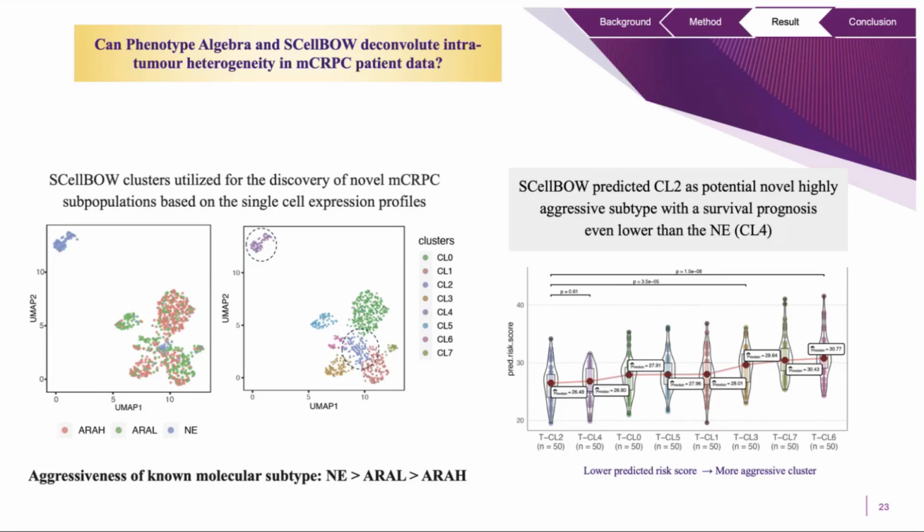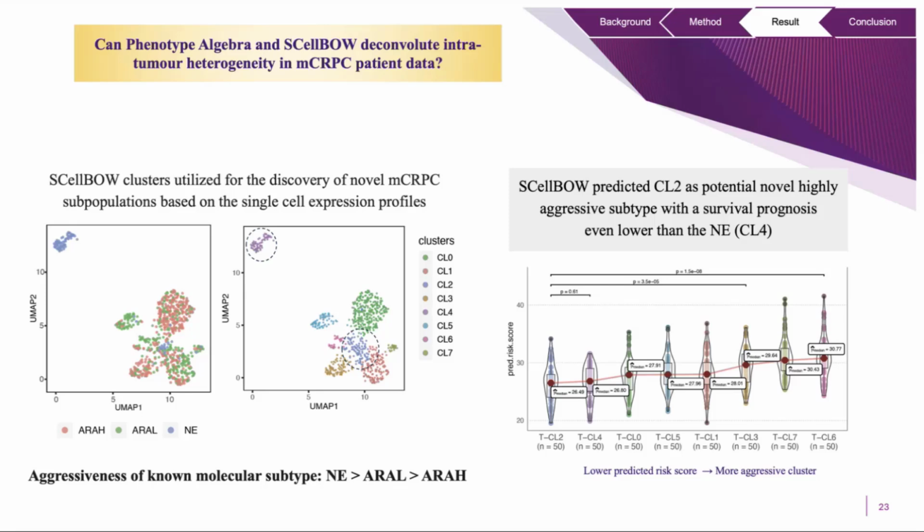So until now I have shown the application of phenotype algebra and SCellBOW individually. One is used for clustering and the second is for ranking those clusters. Here, in the interest of time, I will be really quick. I will just show a couple of examples of where these tools can actually be applied.